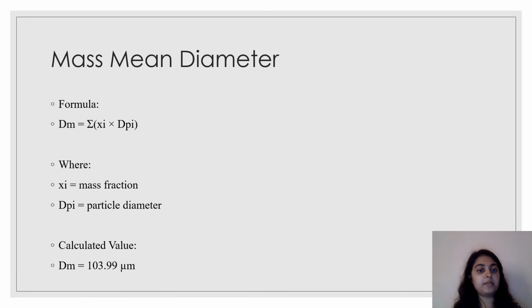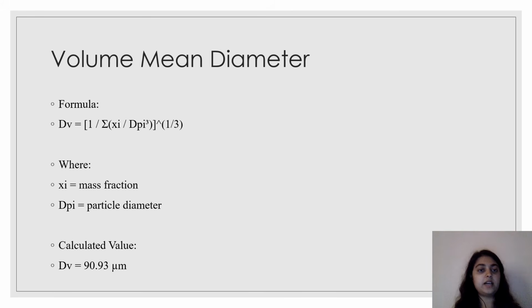Next, the mass mean diameter. Very simple formula: summation of xi into dpi. We have calculated the xi dpi column, the multiplication of xi and dpi bar. Take the summation of that column, and the value you get will be your mass mean diameter. And the last diameter is the volume mean diameter.